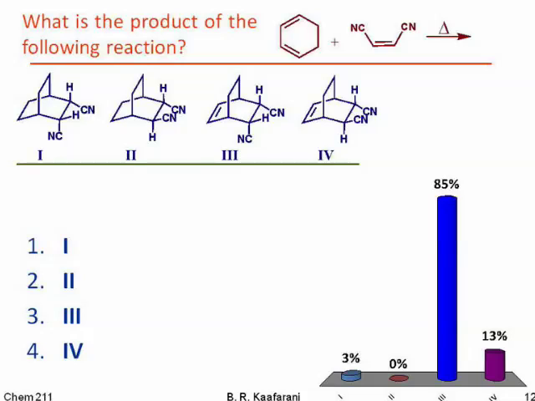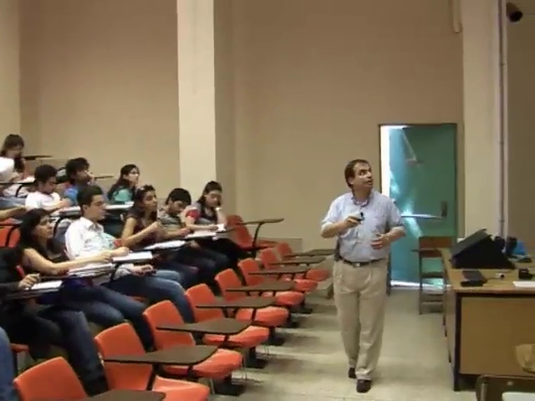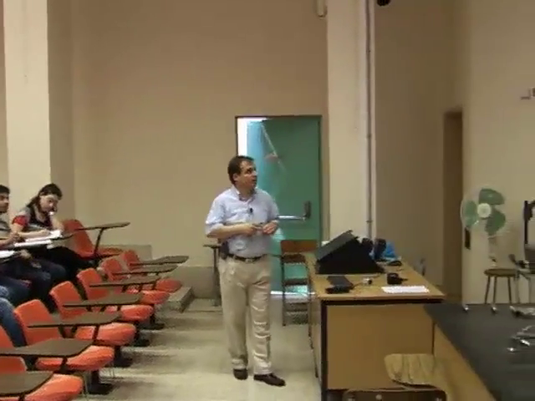You need to have a cyclohexene. So these two are automatically out, 1 and 2. You do not have the double bond there. And then with these two, the two cyano groups are cis. Here, they are trans. Therefore, you will go for number 3.